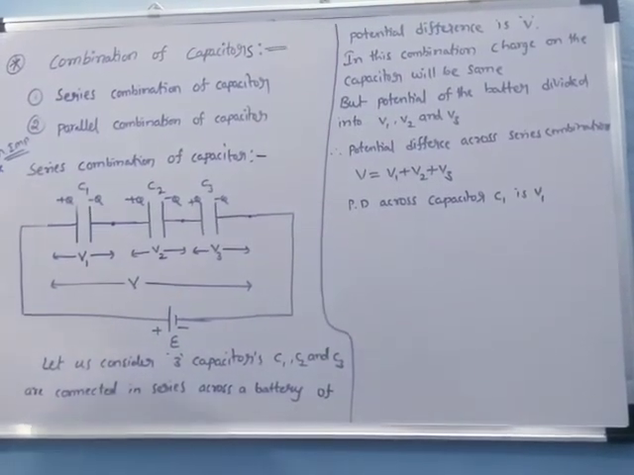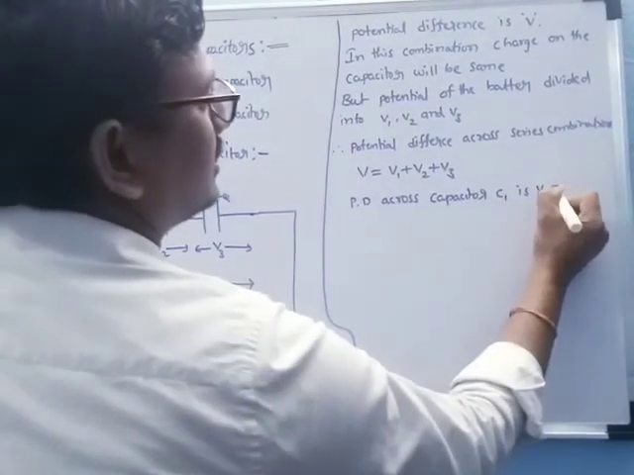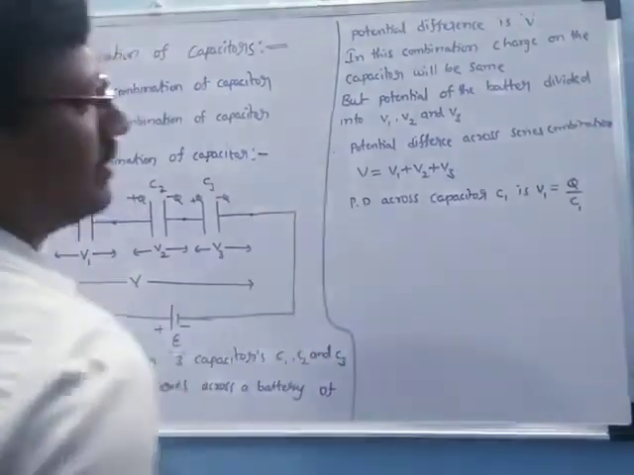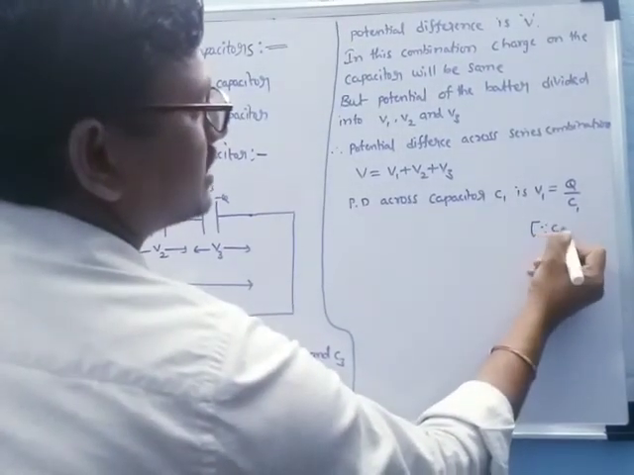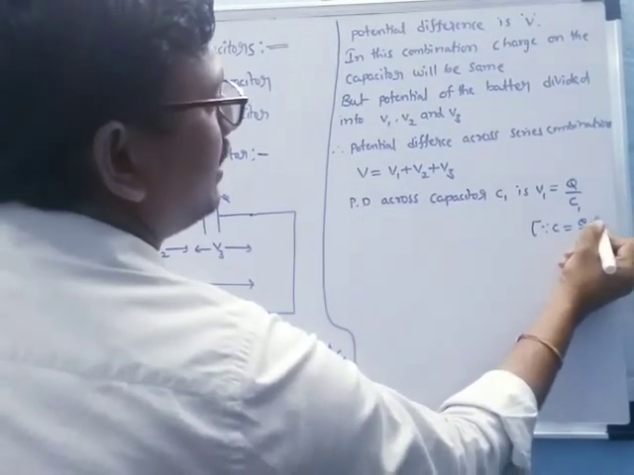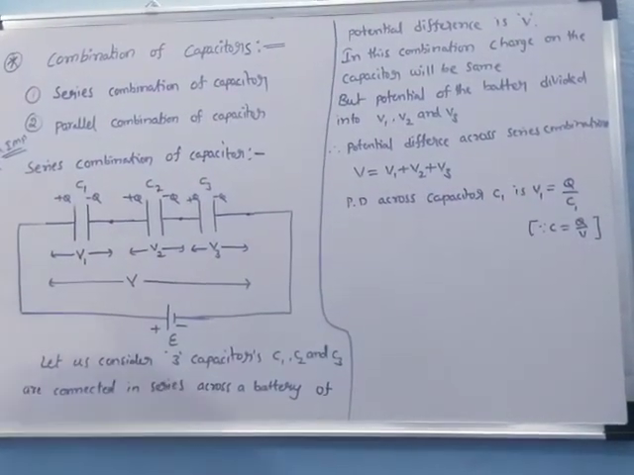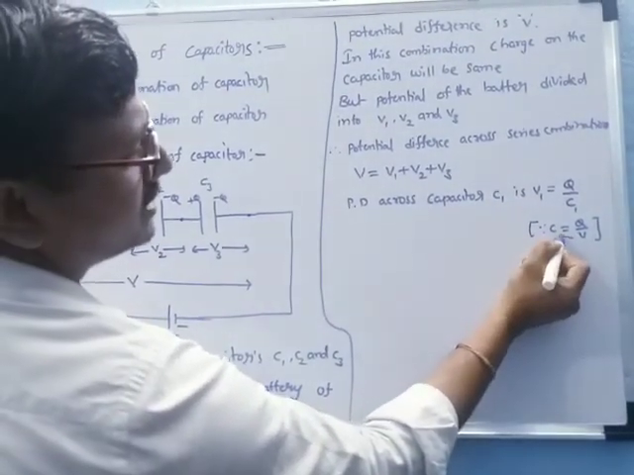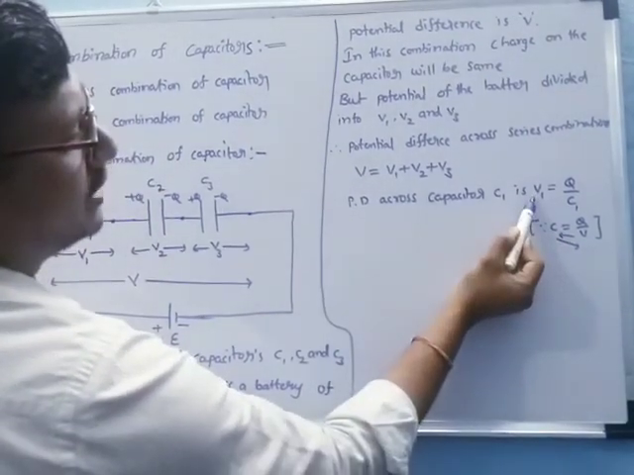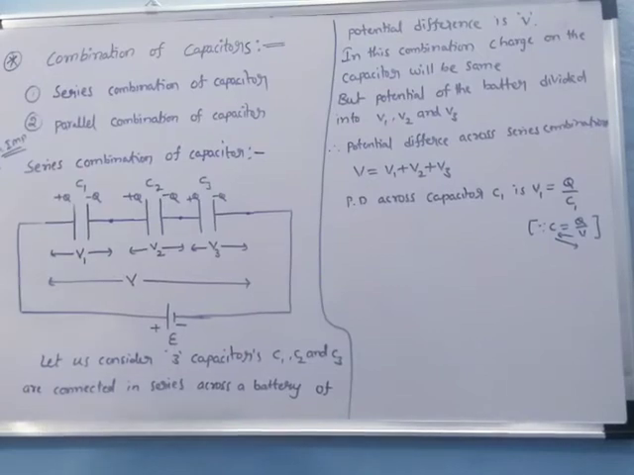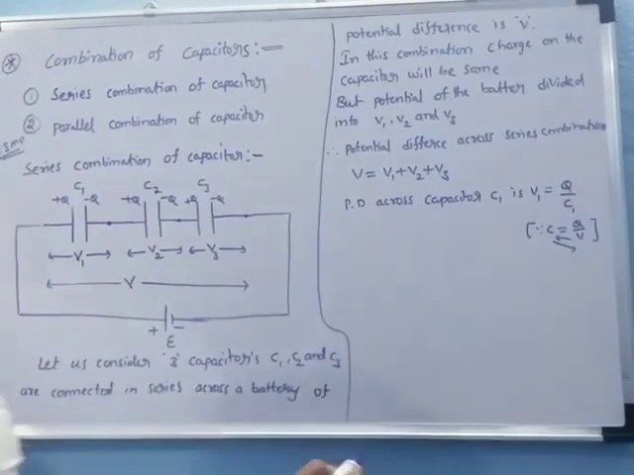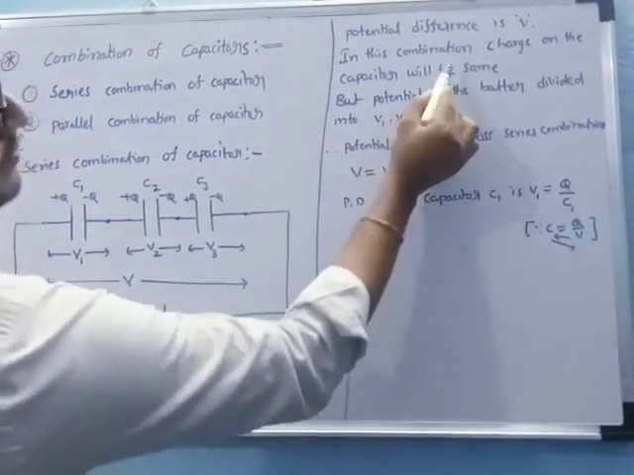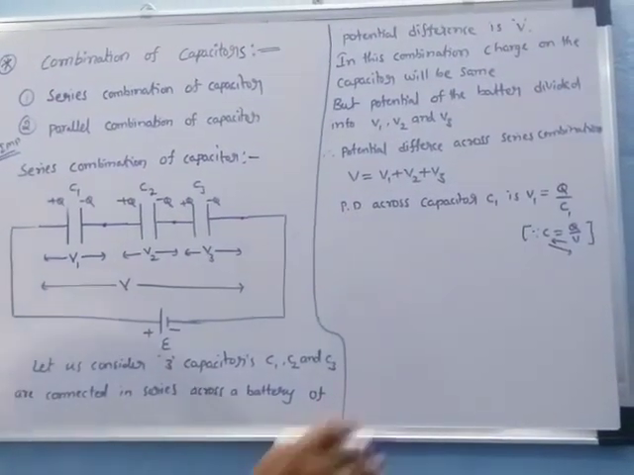We can write the formula here. Capacitance is equal to charge by potential, C equals Q by V. Taking cross multiplication, the potential is equal to charge by capacitance. The potential difference across C1 is V1, which equals Q by C1. The charge is the same on each capacitor, so we take Q.